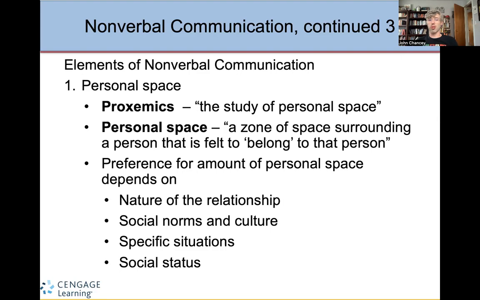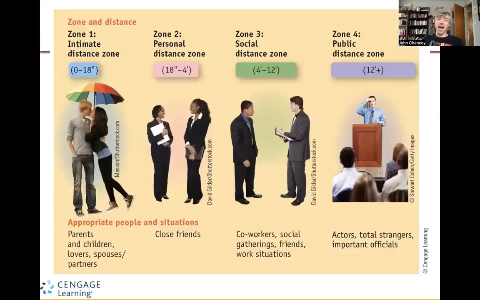Preferences in terms of personal space will depend on the nature of the relationship. We're more likely to keep distance from strangers, but you're more likely to let a loved one be in close proximity. Social norms and culture, such as cultures of bowing or cultures of shaking hands, are a reflection of this personal space. Specific situations matter too. In a more professional, formal setting, maybe you have more distant personal space, but if it's informal, more friendly, more relaxed, maybe it's a closer personal space. Social status can also influence that.